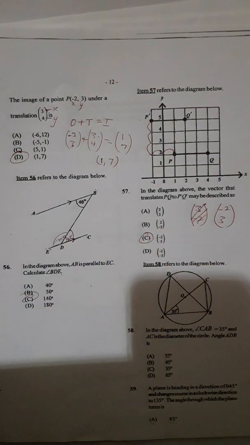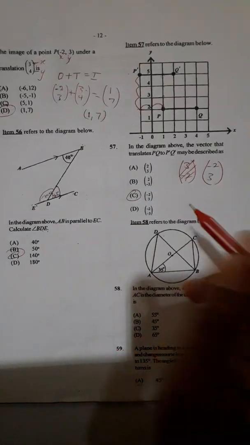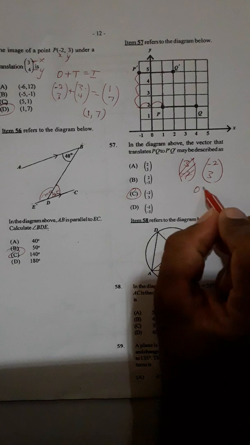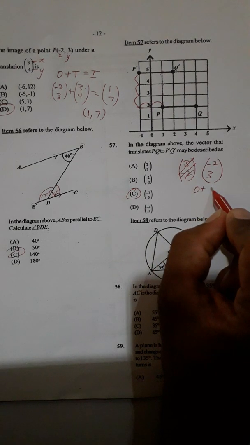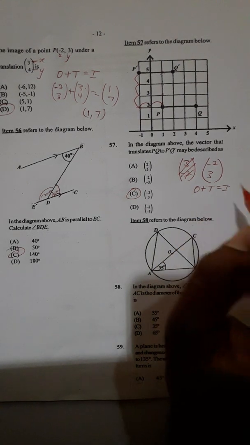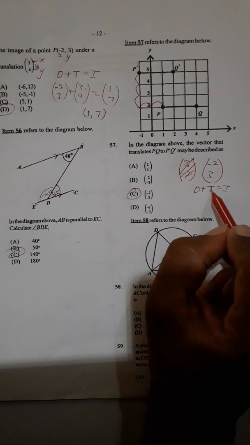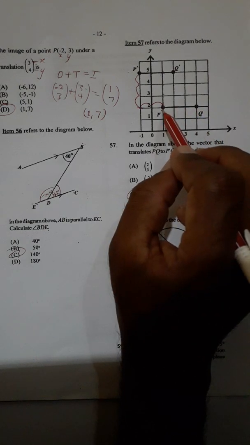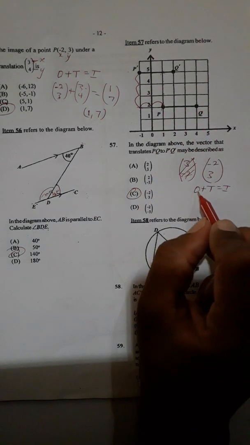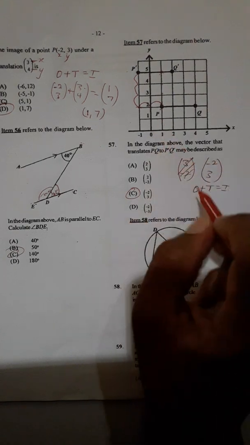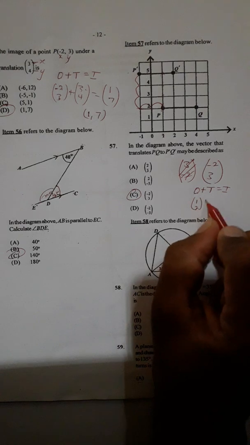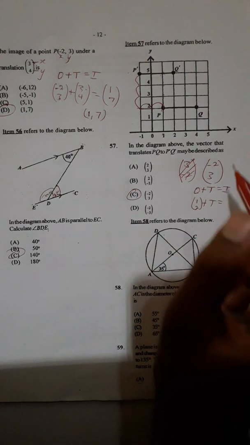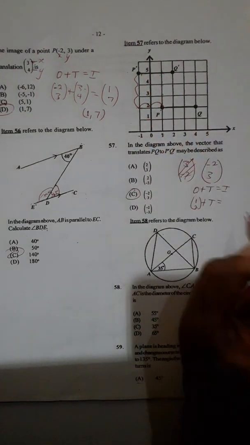Another way you can do it is using a calculation method. Remember I told you that object plus translation equals image, right? Good. So we want to find the translation vector here. We can choose any point, either P or Q. Let us choose P. The coordinate of the object, which is P, is (1, 2). So we have (1, 2) plus T, which we don't know. The image is (-1, 5).